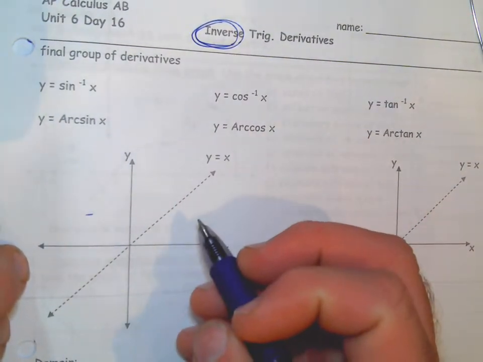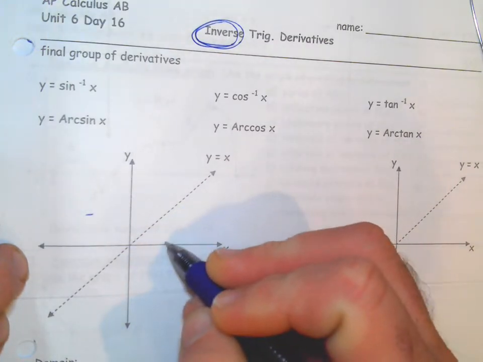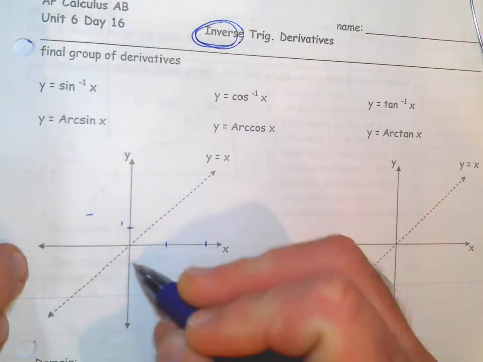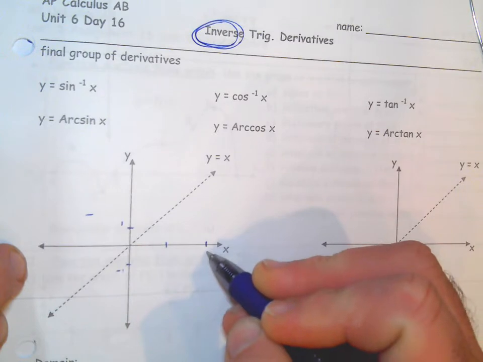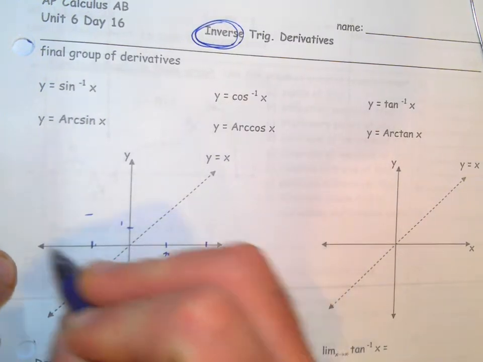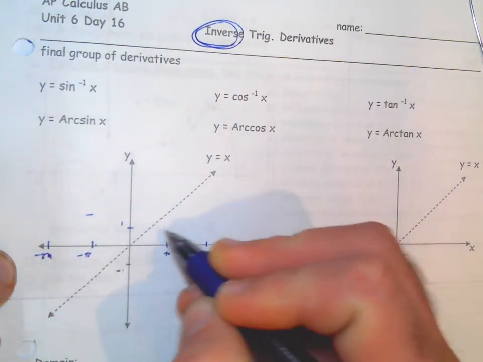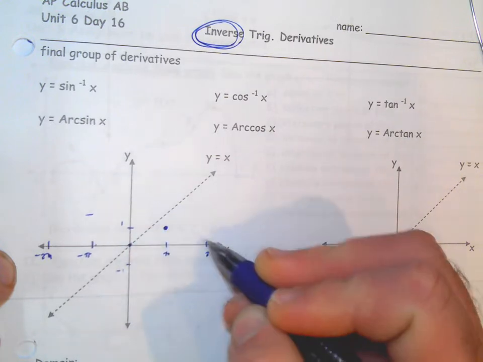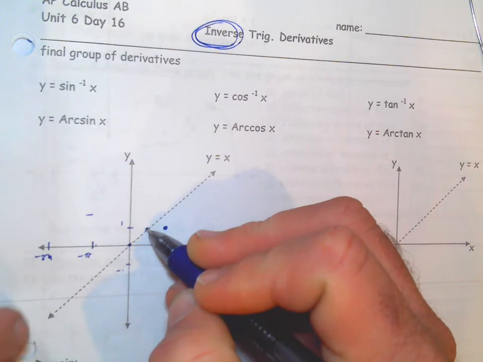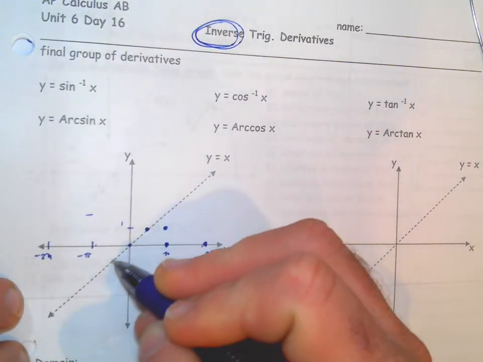Let's graph the sine curve first. So the sine curve kind of looks, let's see, it's 2 pi. We'll graph it over here too. So we're just going to start with the sine curve. Okay, the sine curve looks like this.